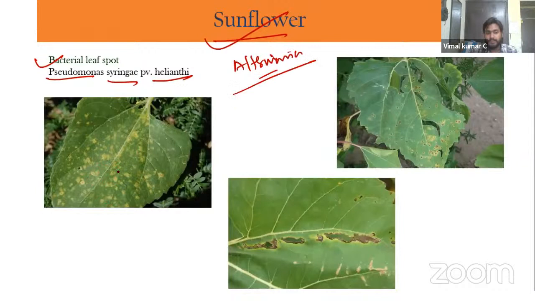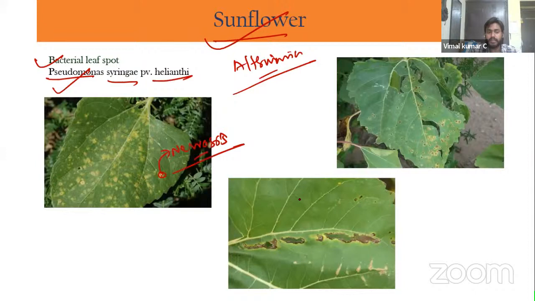The lesions will be very minute. Alternaria has very big lesions, but with Pseudomonas the spots are very minute. Then the yellowing progresses into necrotic areas. So this is one character.